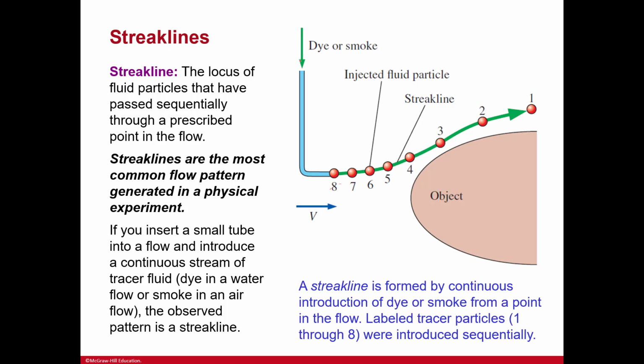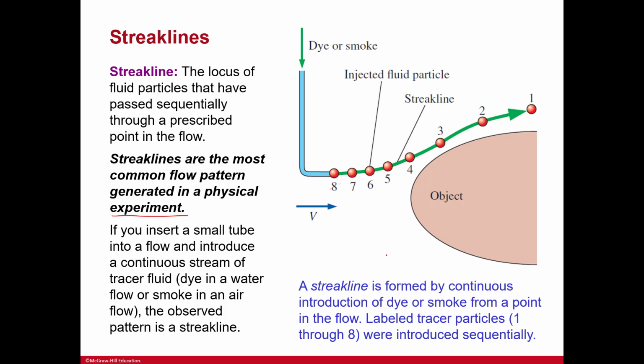And this is the dye or smoke. It's coming in here with this particle, and then it's going over the streak line. And so it is not instantaneous. It has to be over time, right? Streak lines are the most common flow patterns generated in a physical experiment. Remember, they are not mathematically driven. They are experiment driven. If you insert a small tube into a flow and introduce a continuous stream of tracer fluid, dye in water, smoke, things like that, the observed pattern is the streak line.